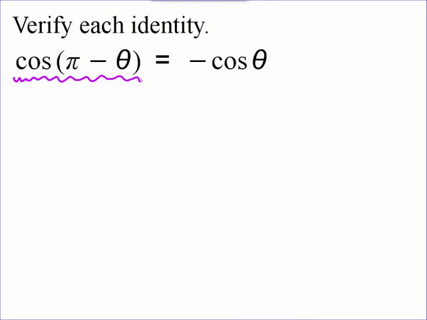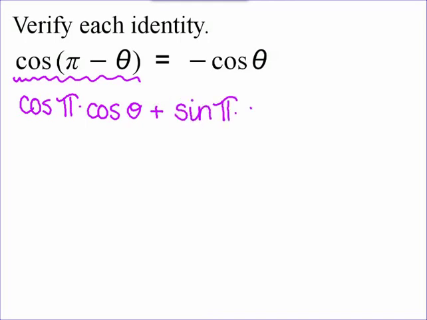To expand that, I'm going to use the formula. Remember the formula for cosine is going to be cosine of the first angle, which in this case is pi, times the cosine of the second angle, which is theta. What comes next? Plus, very good. Then I've got, can somebody finish it for me? Perfect. Sine of pi, sine of theta. And I want to show that that equals negative cosine theta. Ideas as to what I can do?